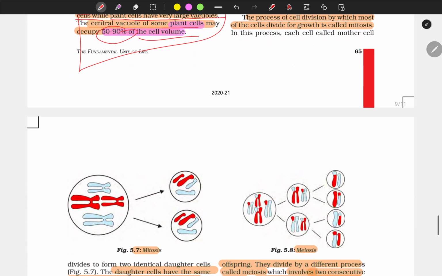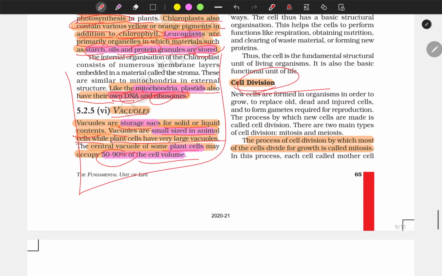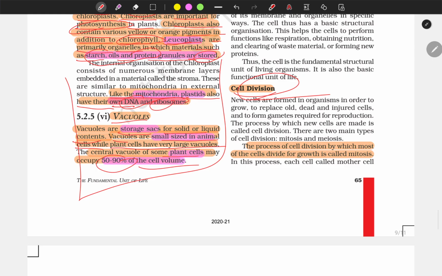Now let's talk about cell division, and we are soon going to finish this chapter. There are basically two types of cell division. One is in somatic cells, which are body cells. The other is in gametes, which are reproductive cells. The basic difference is that when the somatic cell divides, the chromosome number remains the same, and when the reproductive or gamete cell divides, the chromosome number becomes half.